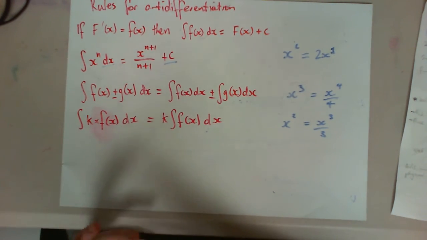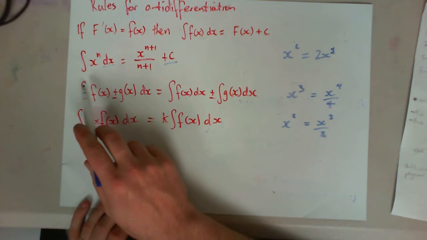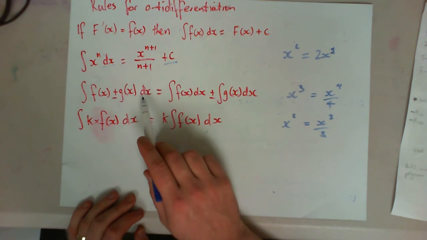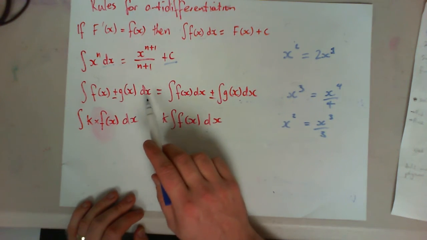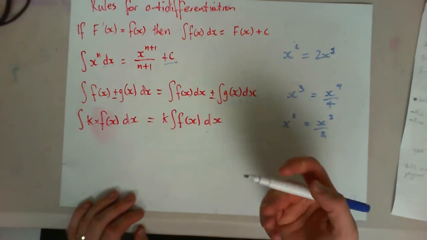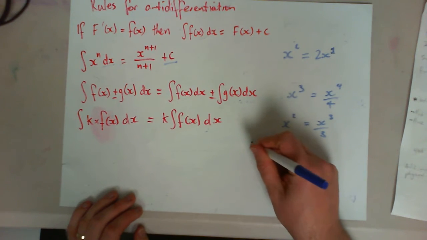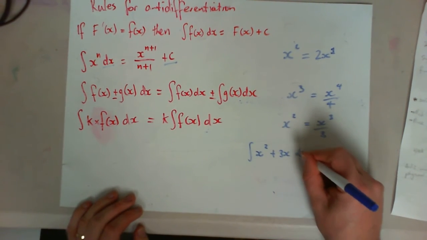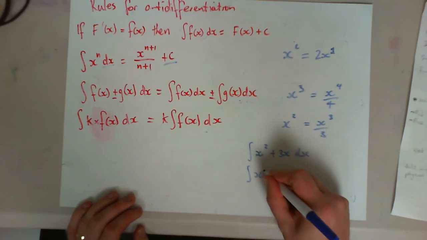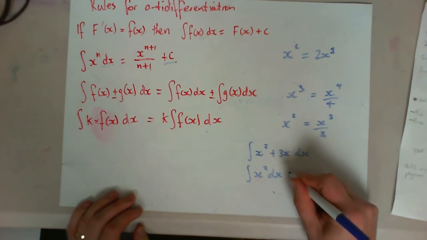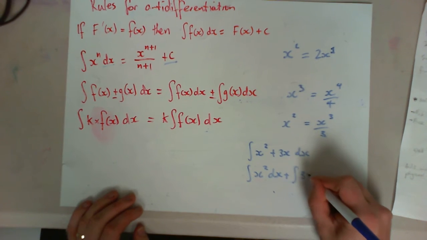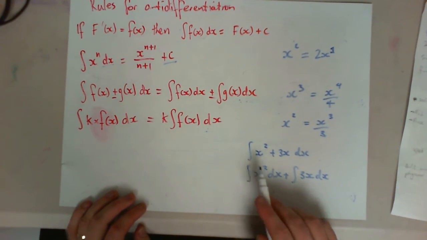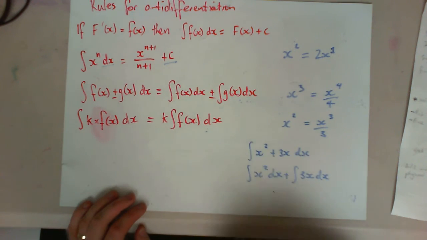Now, if we have two parts to our equation, so we're finding the antiderivative of f of x plus or minus g of x dx, we're still doing it with respect to x, and you're allowed to split it up. So if we're looking at x squared plus 3x dx, I'm allowed to think of that as the antiderivative of x squared dx plus the antiderivative of 3x dx.